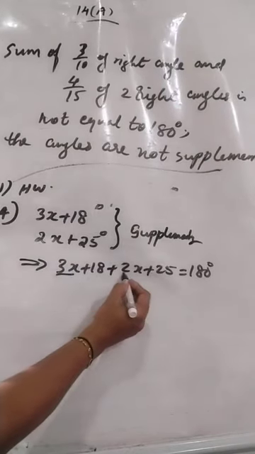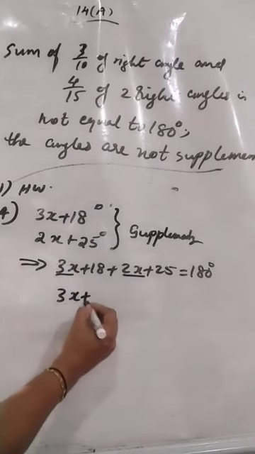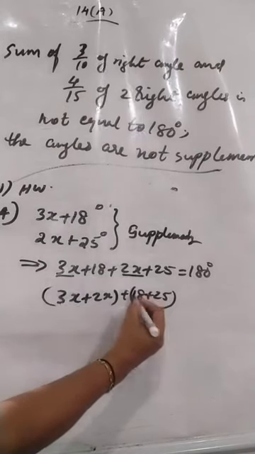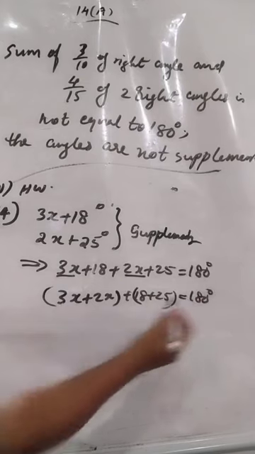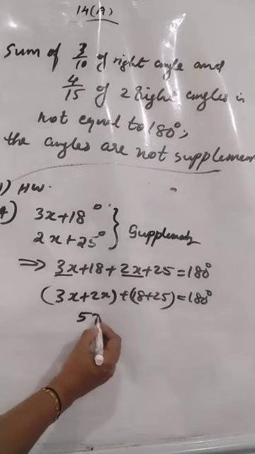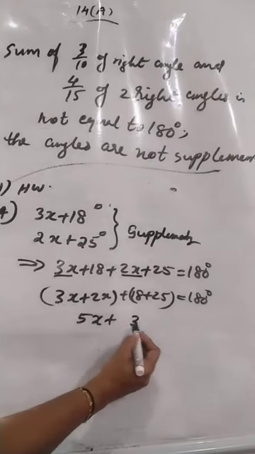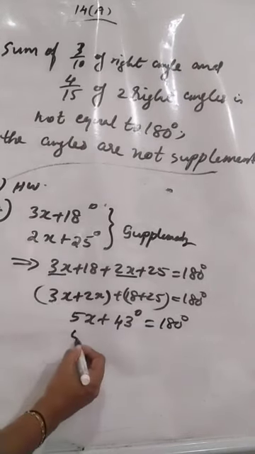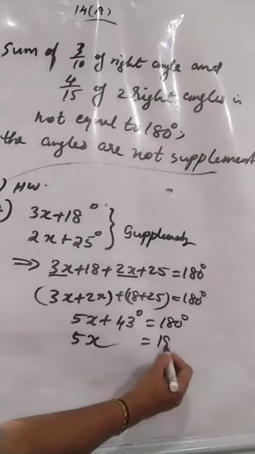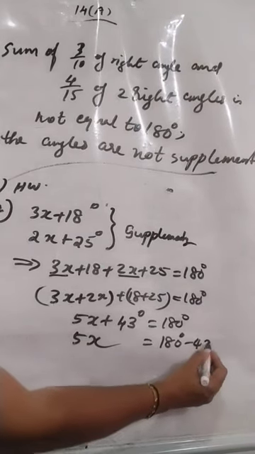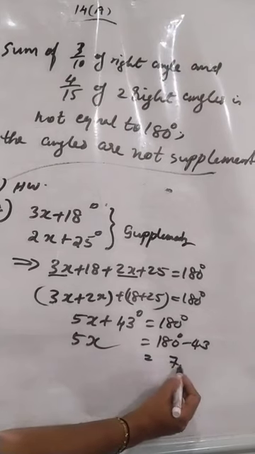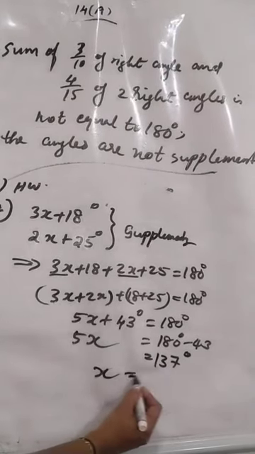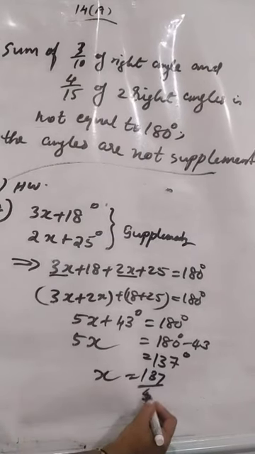Now let us rearrange the like terms, 3x and 2x together plus 18 and 25 equal to 180 degree. What is 3x plus 2x? It's 5x and this one 43 is equal to 180 degree. So how can we find 5x? Yes, subtract 43 from 180. 137 degrees. So how can we find the value of x? 137 by 5.